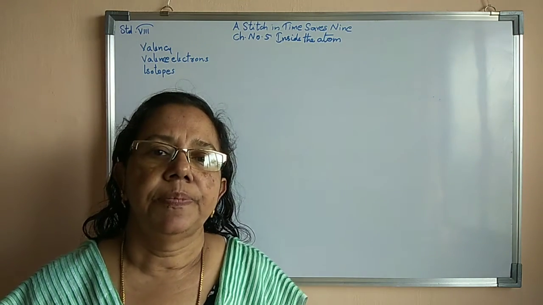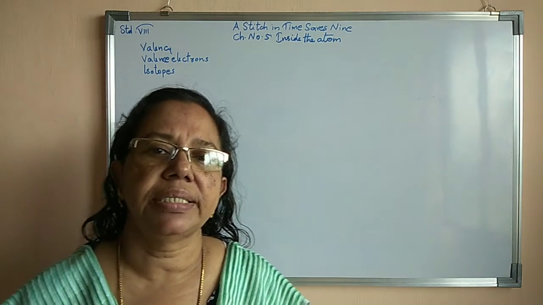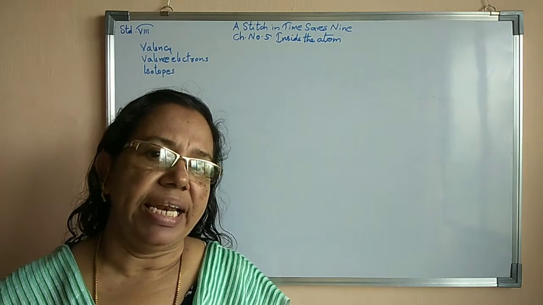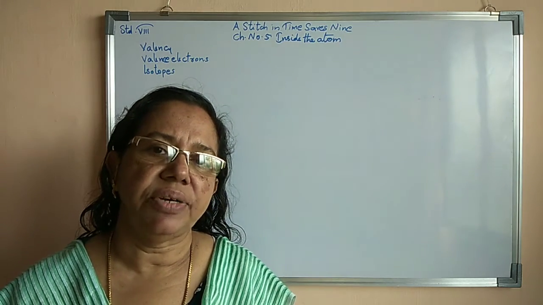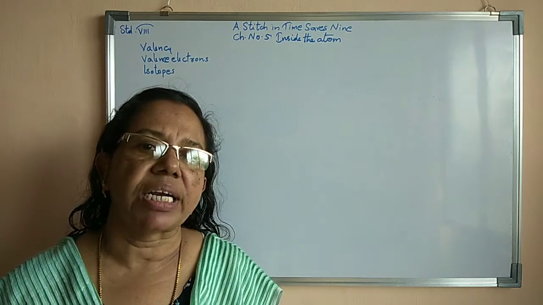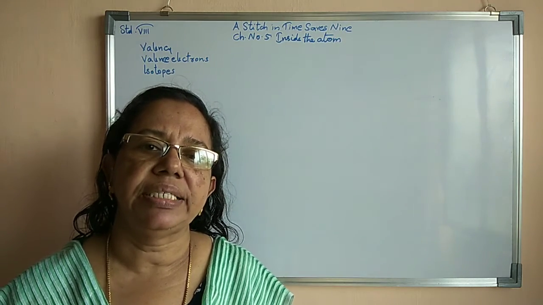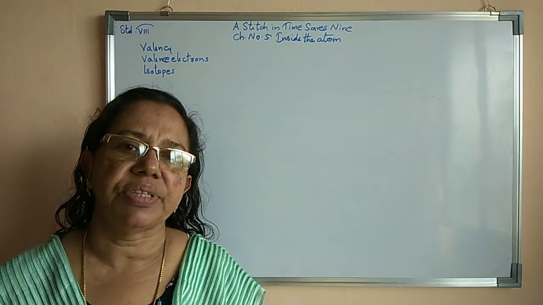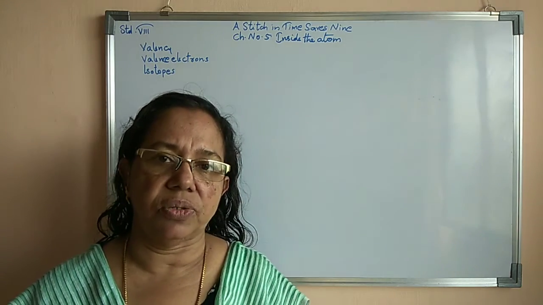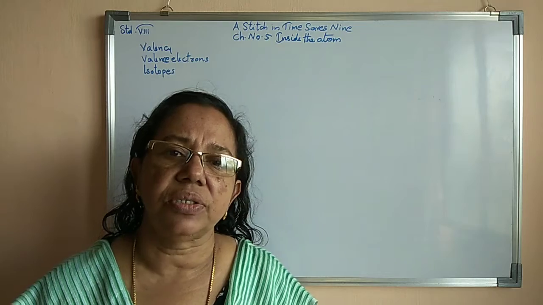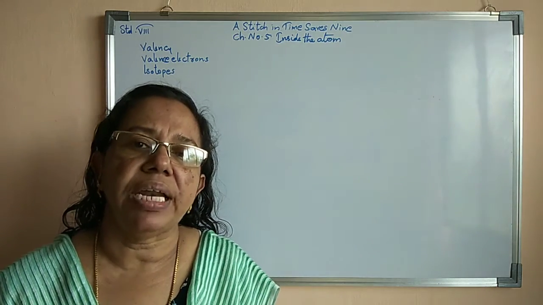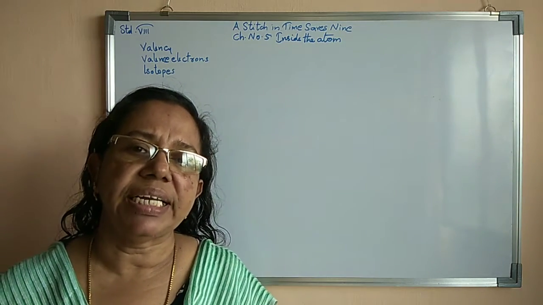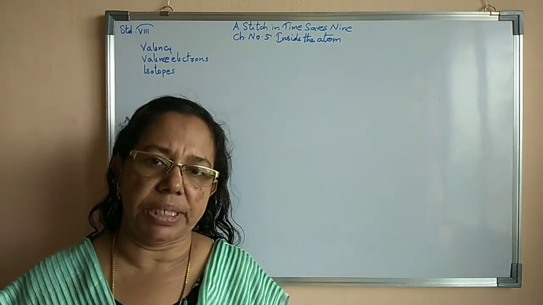Let us study a new topic: what are valence electrons, what is valency, and then what are isotopes as well as nuclear reactions. Here we will first start with valence electrons. Valence electrons means the number of electrons which are present in the outermost orbit.